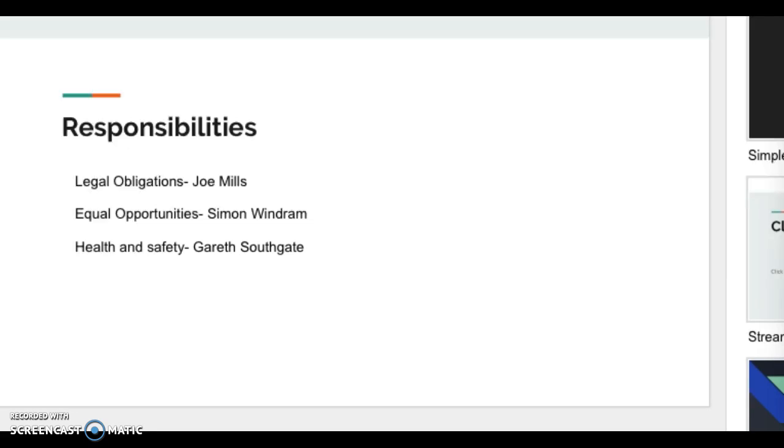So the next responsibility I'm going to be talking about is within the elite sporting field, which is health and safety. So for this, I've chosen the coach Gareth Southgate. He will take into consideration the health and safety of others during his coaching. He'll know that all sports carry a risk of injury. So to prevent and reduce the likelihood of injury, he will carry out risk assessments, ensure that the performers have done the correct warm-ups, stretching, and have gone through the correct procedures to prevent them from getting injured.